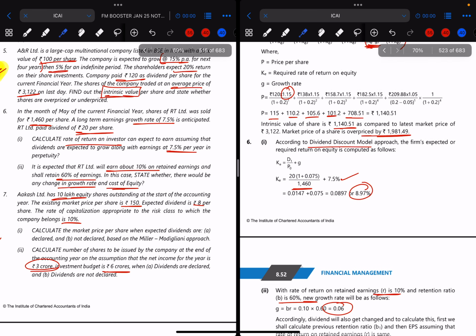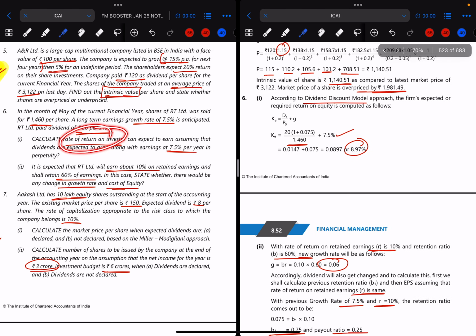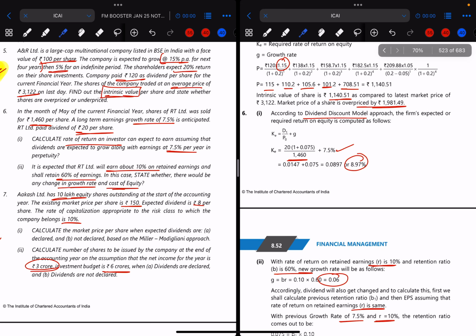Sixth one, what is the sixth one here? Return rate of an investment if expected 7, perpetuity, that is continually, and 10% of retained earnings and 60% of earnings. What is the growth rate and equity change? 616161.